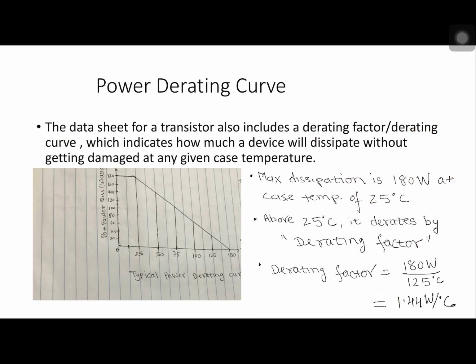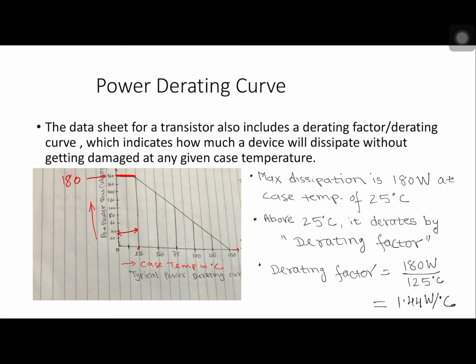Okay, now let's discuss the power derating curve. In the power derating curve, we'll take temperature on the x-axis, which is case temperature in degrees Celsius, and the y-axis here is power dissipation in watts. So here you see from 0 to 25 degrees, the power dissipation is maximum at 180. This value is 180 watts.